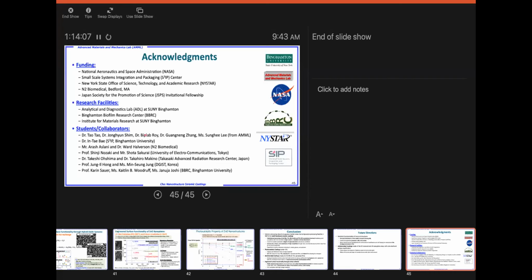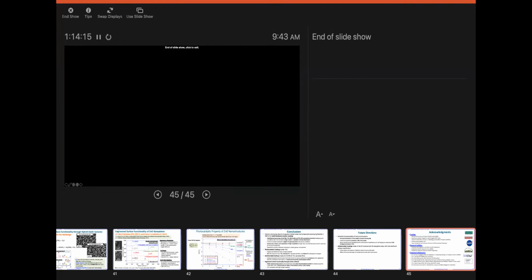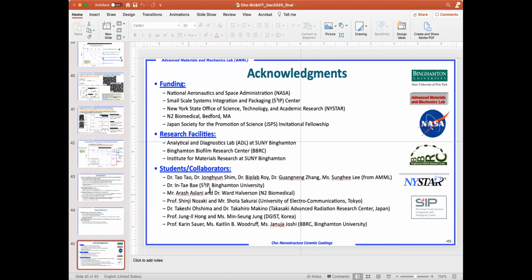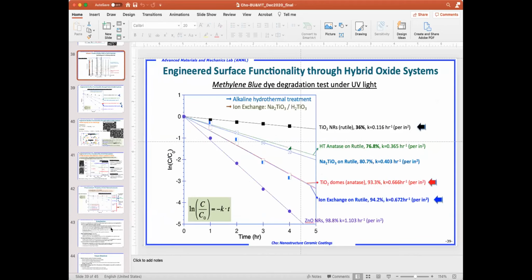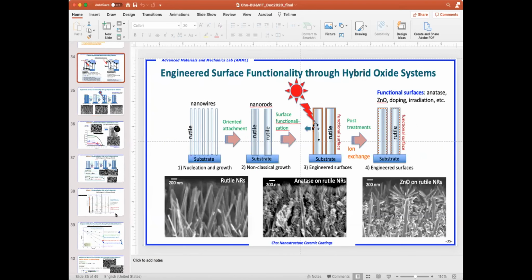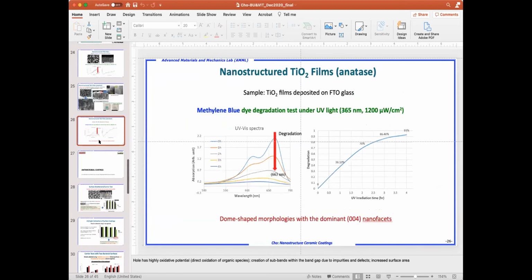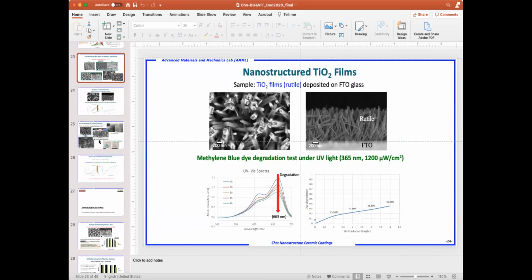Yes. Can you see my slide? No, it's gone. It was there and then it disappeared. Okay, let me try again. Okay, can you see? Yes, now we can see the acknowledgement slide. Okay, let me move. Maybe it was something with sterilization, I'm not sure.